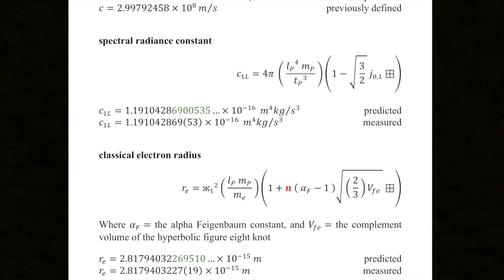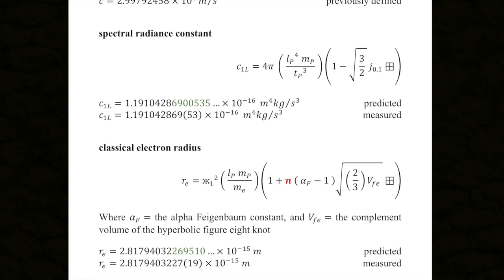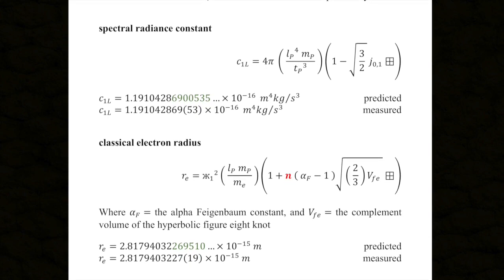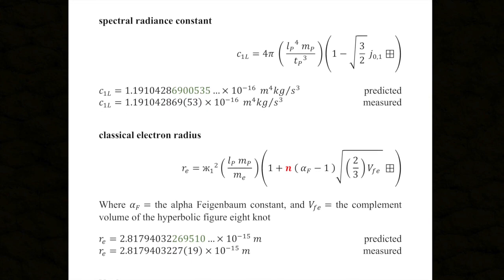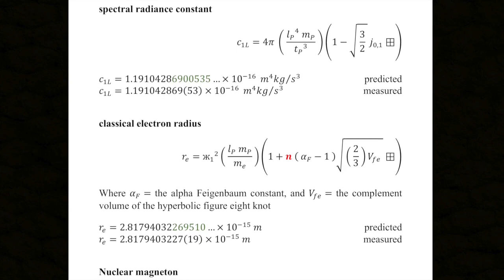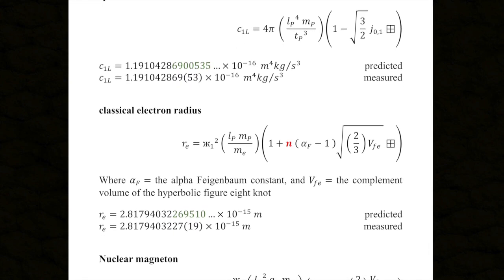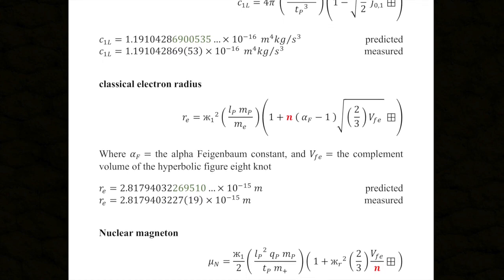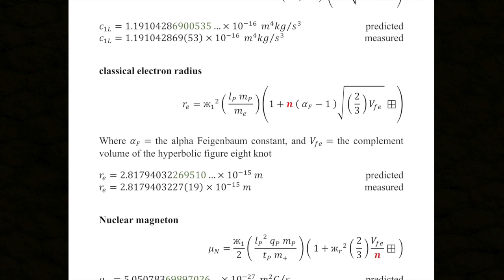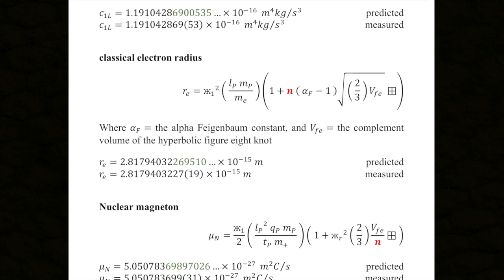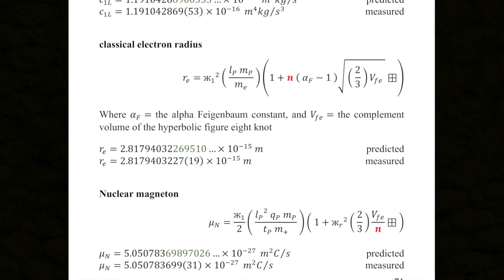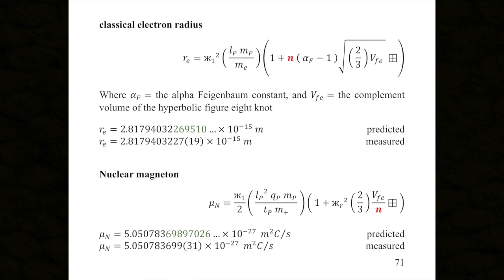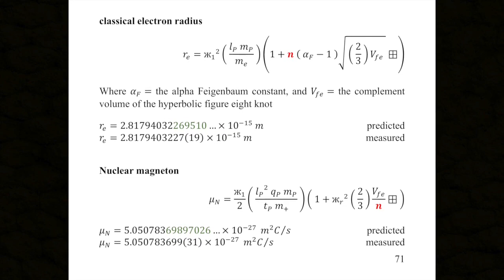The classical electron radius has a primary action of J1 squared, again, and a terminal action composed of more parts, n times the alpha Feigenbaum minus 1, and we have 2/3 again, and the volume of the hyperbolic figure 8 knot, both to the 1/2 power. The nuclear magneton has a primary action of J1 over 2, and its terminal action is Jr squared times 2/3, and the volume of the hyperbolic figure 8 knot divided by n, or 5.